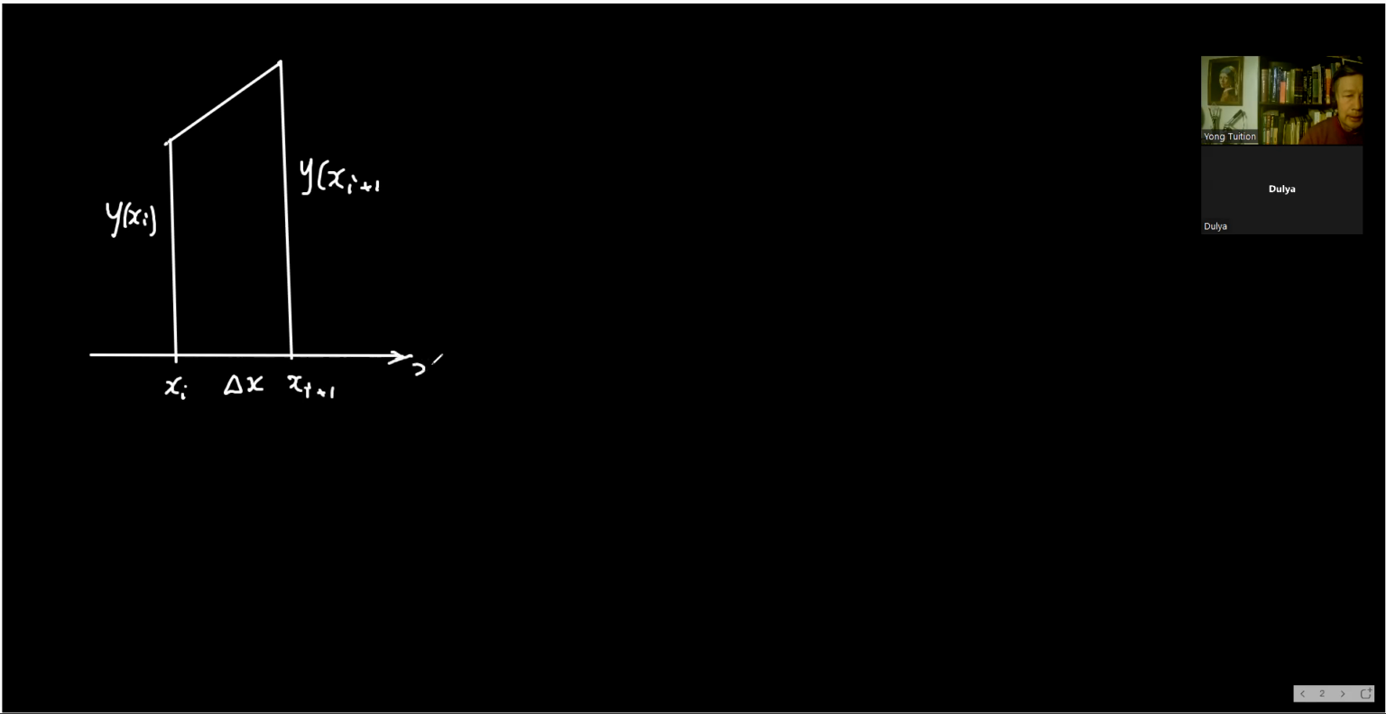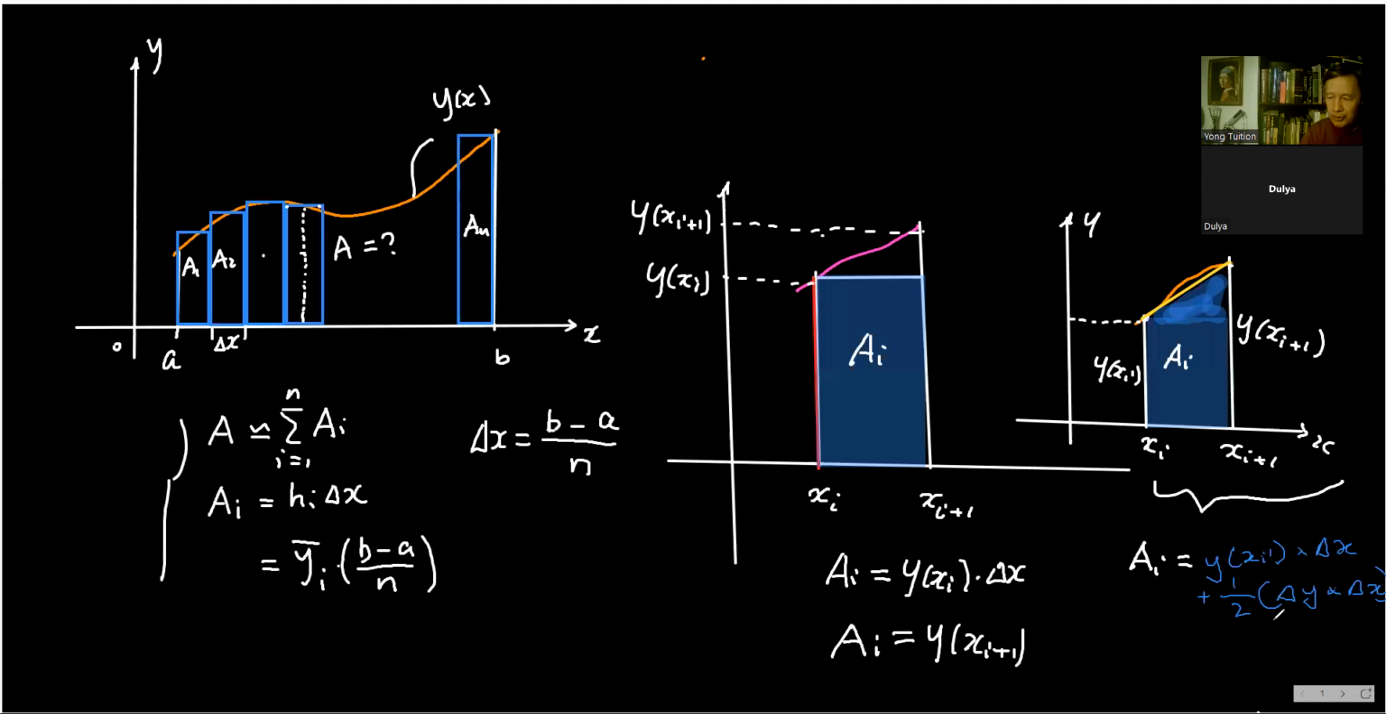That is our x-axis. So for this area, you just copy yours. We can also use the trapezoid method formula, right? The trapezoid formula is the sum of these two, y(xi) plus y(xi plus 1), divided by 2, right? And multiply by delta x. So this formula should be equivalent to yours, all right?